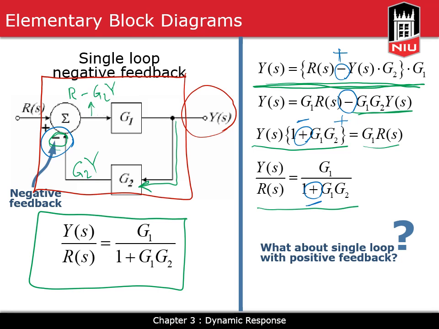So for a negative feedback, in the denominator you will have a positive sign between 1 and g1, g2. For a negative feedback, positive. For a positive feedback, you will have a negative sign in the denominator between 1 and g1, g2. We will have that as a summary of this result in another slide later. But the negative feedback is what is much more common. Positive feedback is not very common.